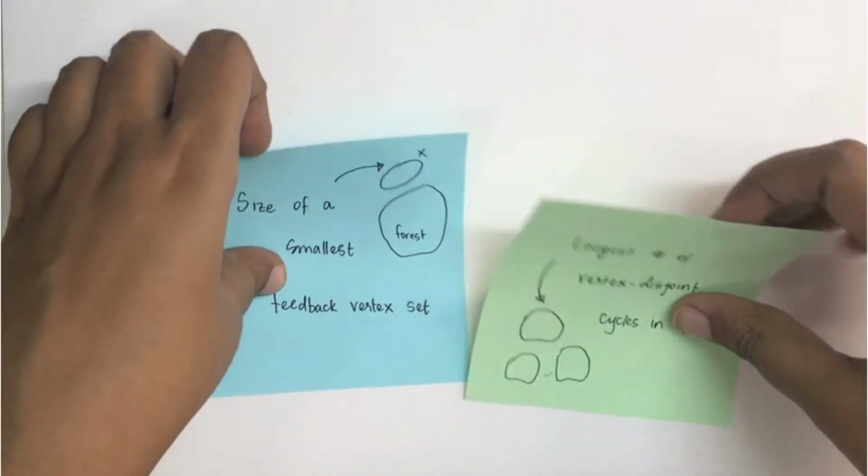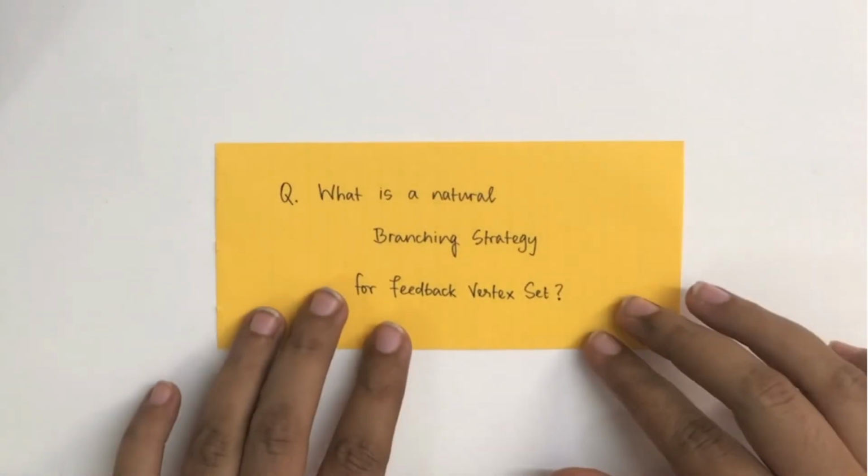I'm not going to get into that here because it's probably not going to be as relevant to the algorithm that we will develop, but it's a nice question to think about. So you can think about it when you have a chance. So with that said, let's get back to the main agenda, which was to develop a branching algorithm for FVS.